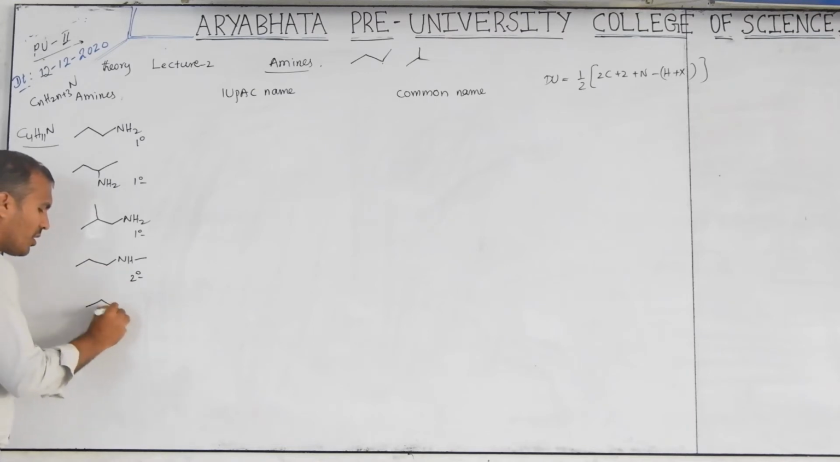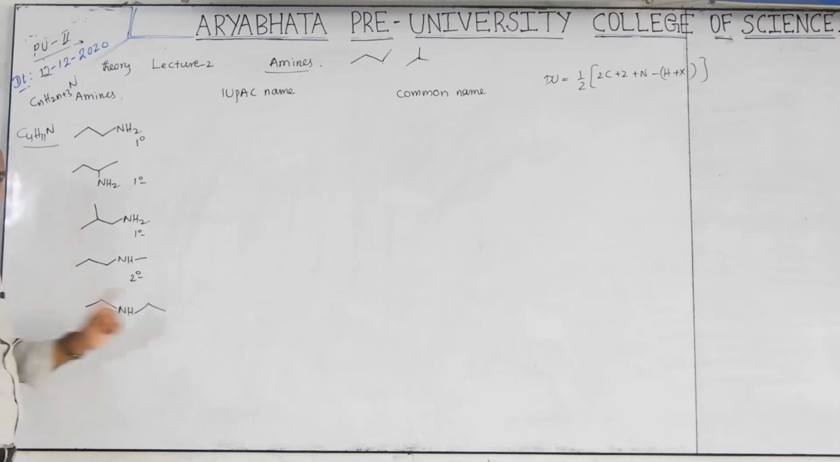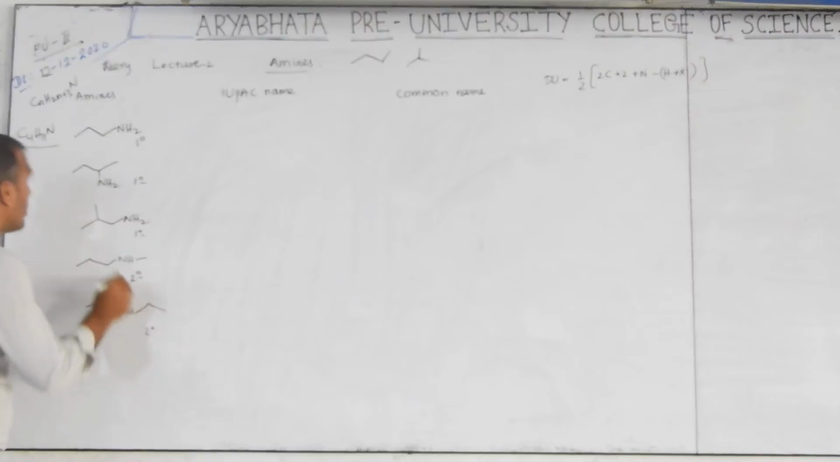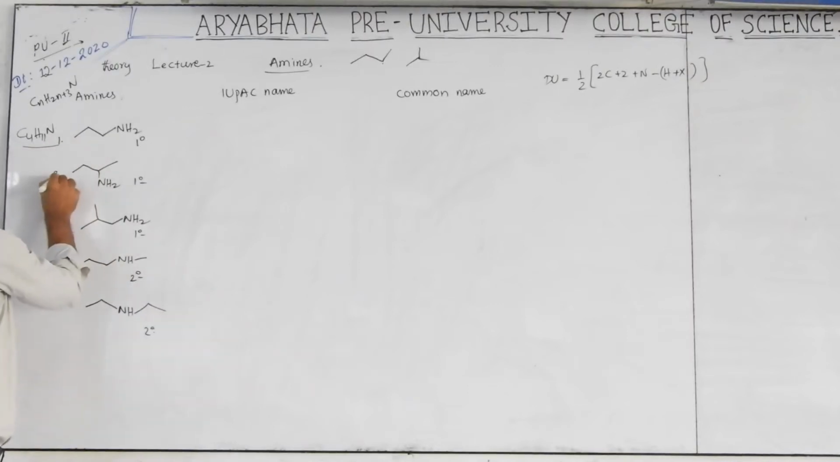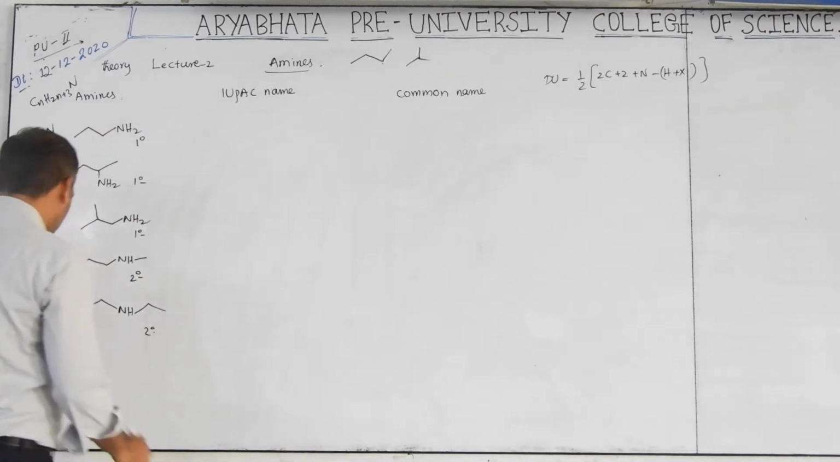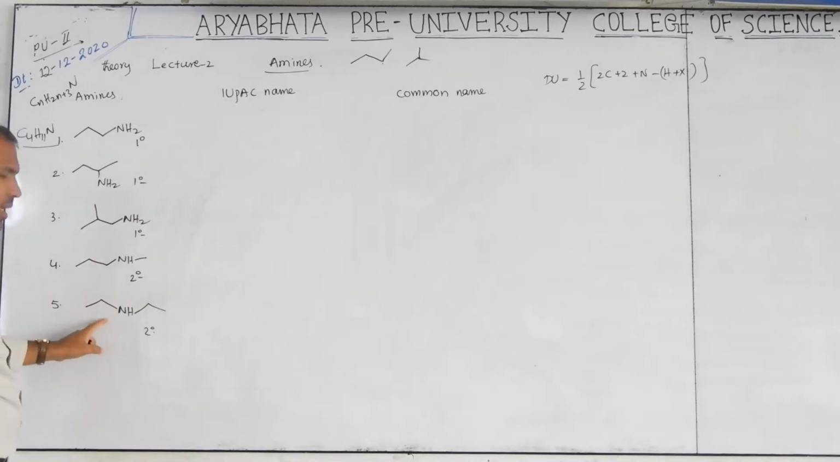Now we can write like this also. Both sides what is there? Ethyl. Then this is also secondary. Then this is number 1, this is number 2, this is number 3, this is 4, this is 5. Clear? Now take this example. If you take this example, any other possibilities here? No? Then the total how many possibilities? 8. Then the 6th one.